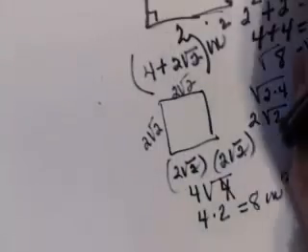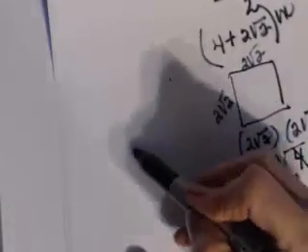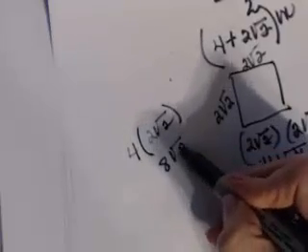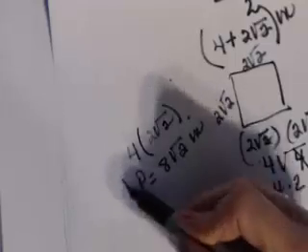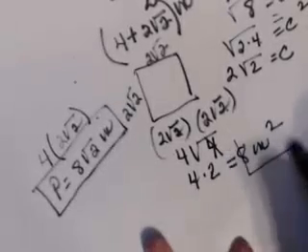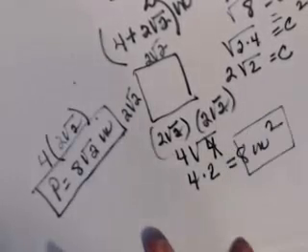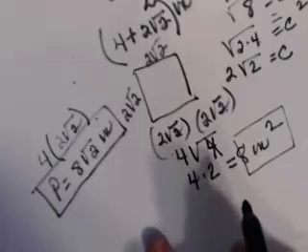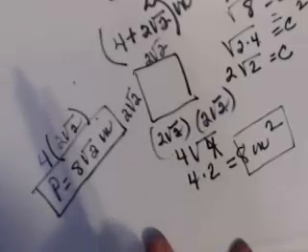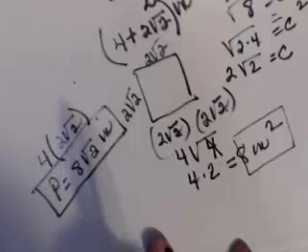The perimeter of that piece would be 4 times 2 radical 2, or 8 radical 2 inches. So that's the perimeter. This is the area. So for each piece, I would like for you to find the perimeter, and I would like for you to find the area.